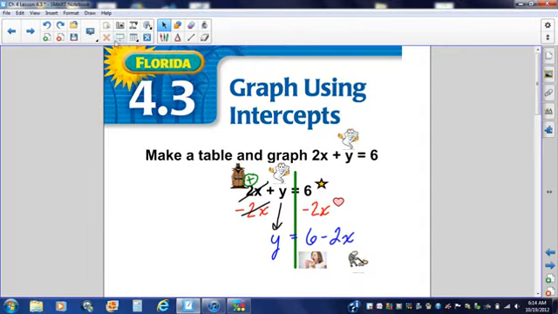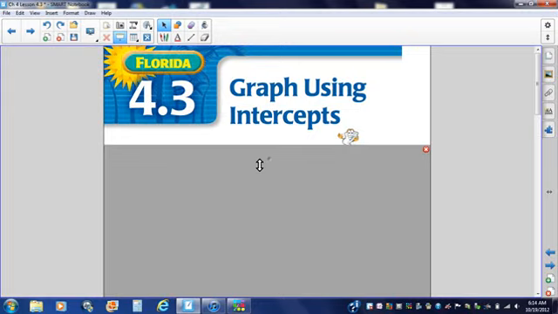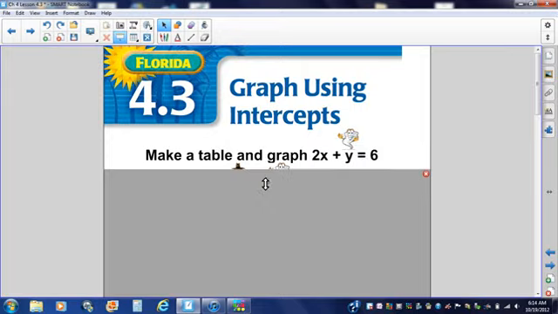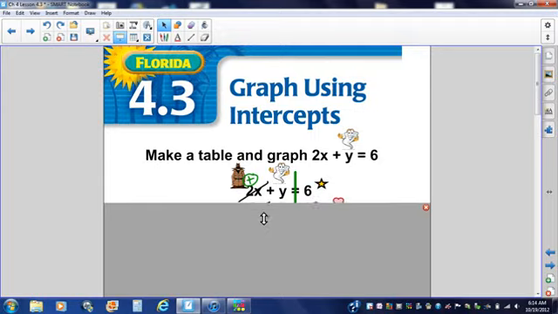Please write in your notes/homework spiral, lesson 4.3, graphing using intercepts. Please copy into your spiral: make a table and graph 2x + y = 6. Please write the equation 2x + y = 6.